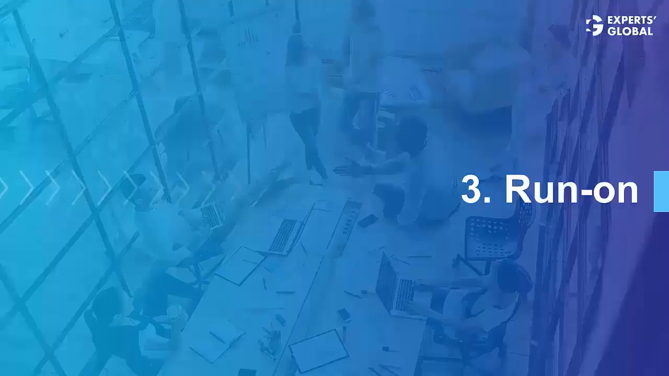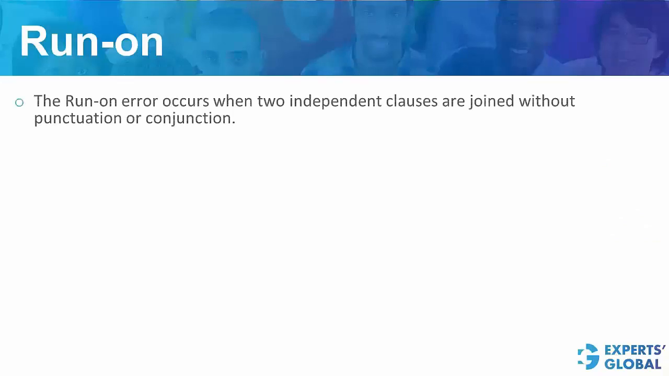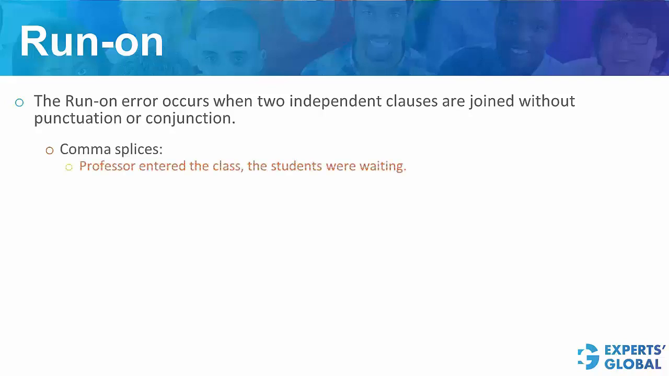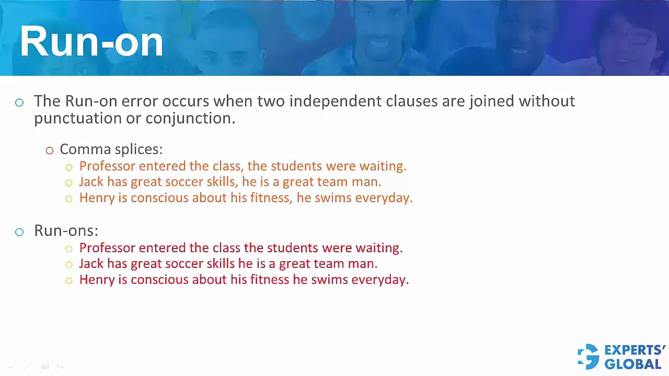The third common grammatical construction error seen on the GMAT is the error of run-on. Run-on is an easier version of the comma splice error. The run-on error occurs when two independent clauses are joined without any punctuation or conjunctions. We saw some comma splices in the last slide, these three cases. The error of run-on is a more severe error, as there is not even a comma in these cases. So, in comma splice, we show some respect by having some punctuation, however inadequate. In run-on, we commit an even more serious error by having no punctuation whatsoever.